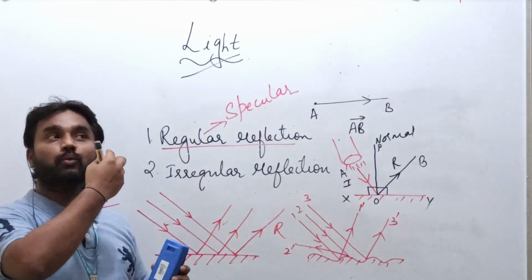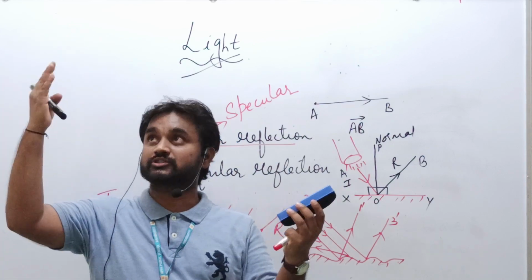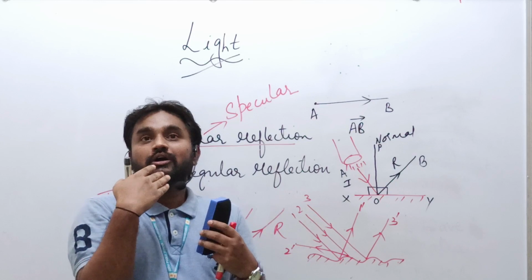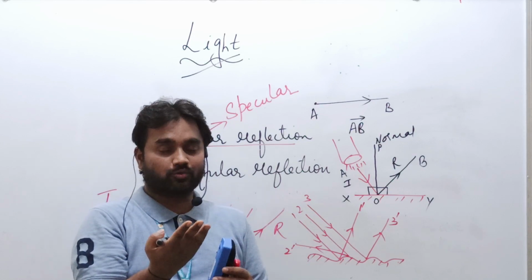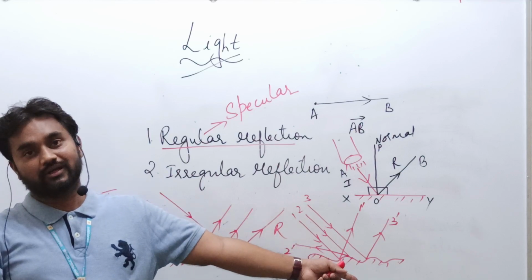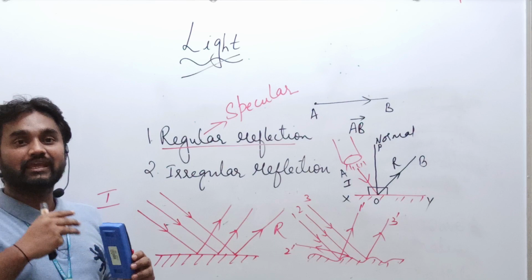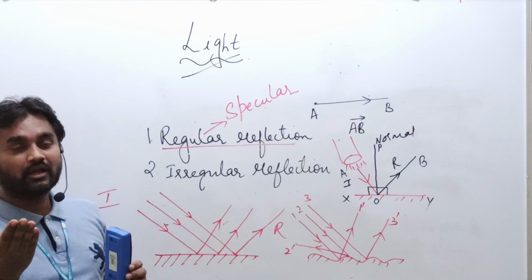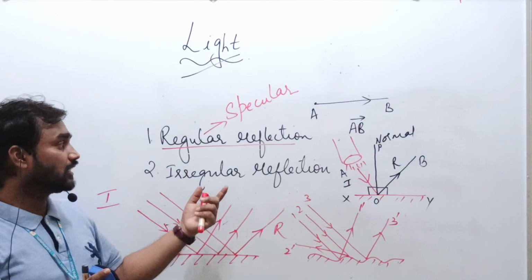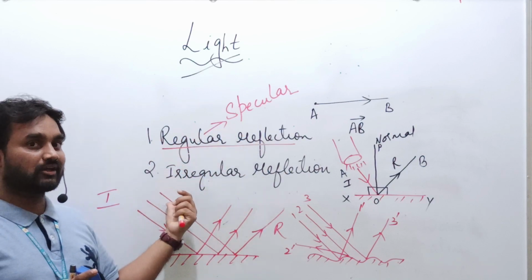The same happens with the wall also. Whenever the light is made to fall on the wall, whenever you switch on the light, you might expect to see your image on the wall also. Why is it that you are not able to see the image on the wall? It's because of irregular reflection. So whenever you are asked why we are able to see the image in the mirror but not on the wall, you can quote this one. You can say that it is because of regular and irregular reflection.